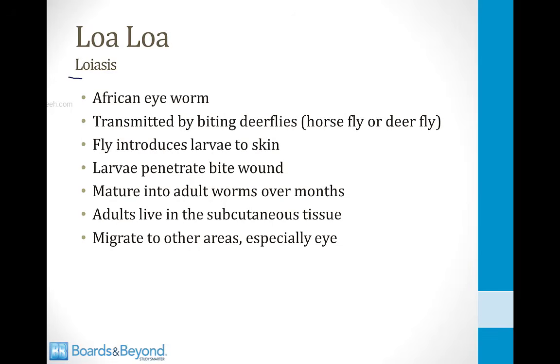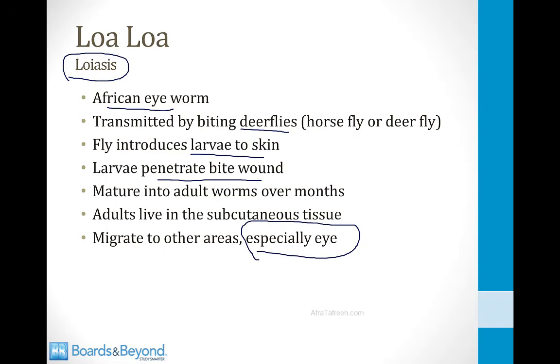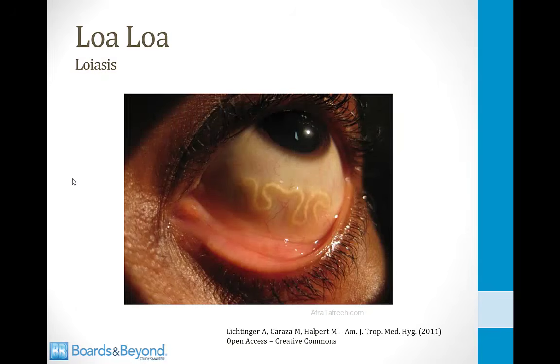Loa loa causes loiasis. This is the African eye worm. You get this worm if you get bitten by a deer fly, either a horsefly or a deer fly, and the fly introduces larvae into your skin, and the larvae penetrate the bite wound and then mature into adult worms over several months. The adults live in the subcutaneous tissue, but they migrate to other areas, especially the eye, hence the name. And the diagnosis of loiasis is often made by visualizing the worm swimming across the eye of an infected patient. It can be swimming across for up to 20 minutes, very creepy and nasty.